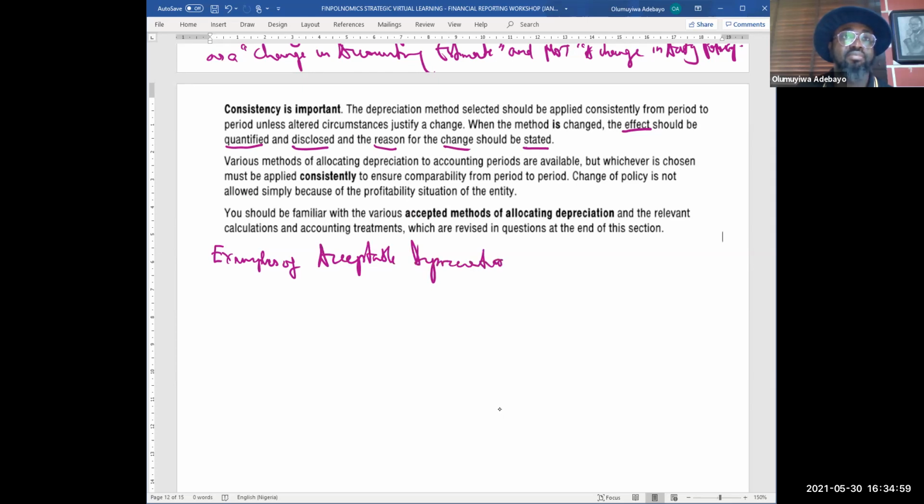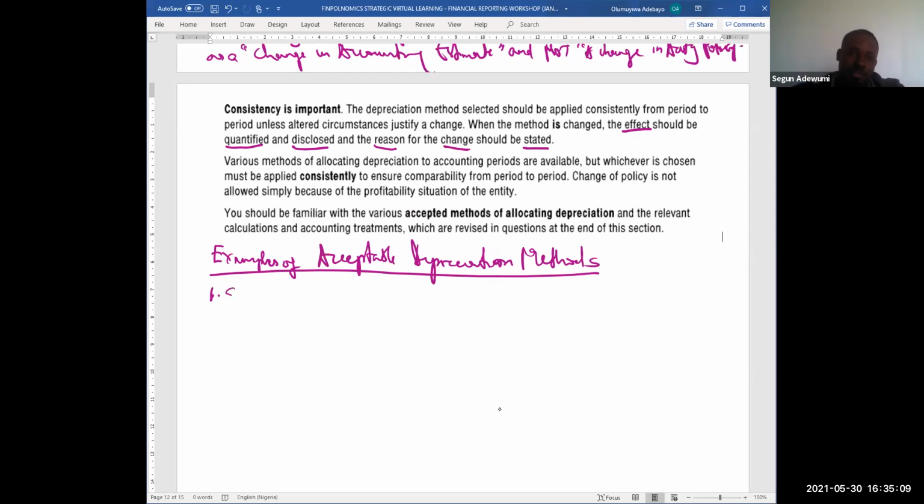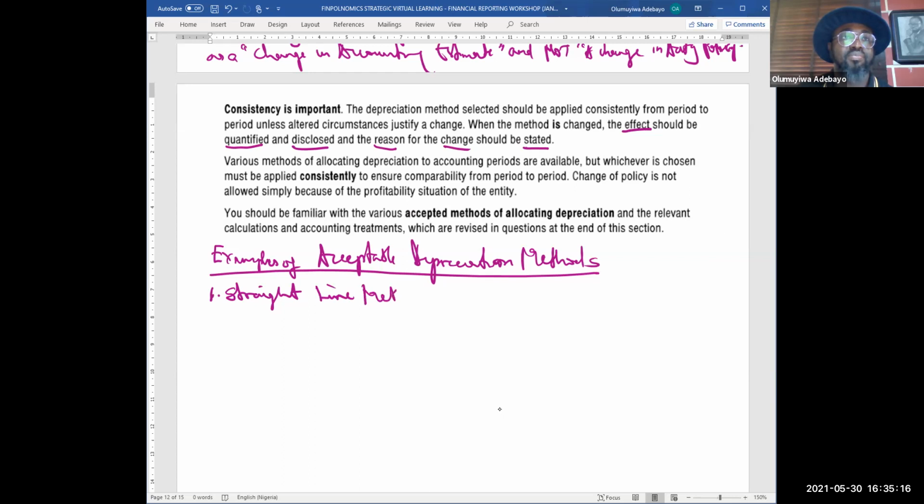Okay, can anyone give me example? We have the straight line method. No, I won't take that from you. That is my own straight line method. Okay, which other method known to you? Reducing balance method.